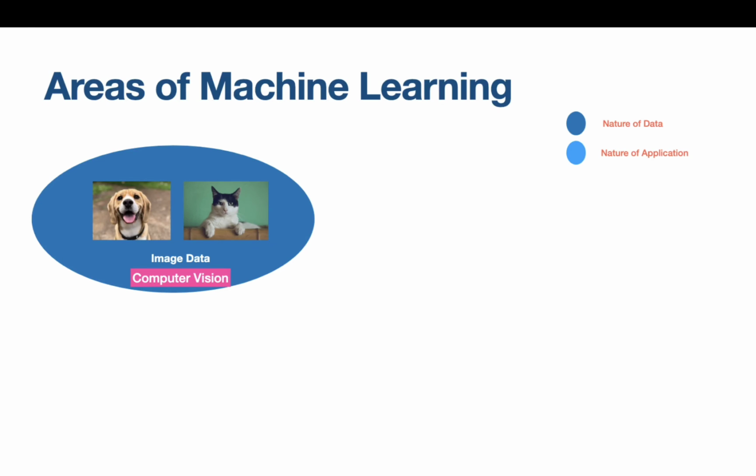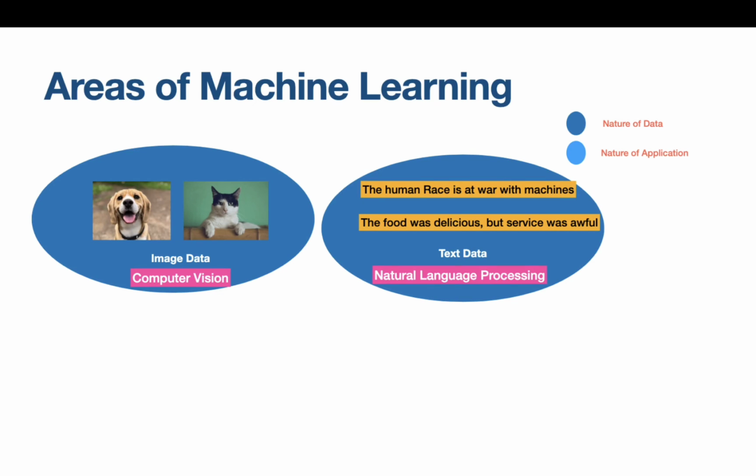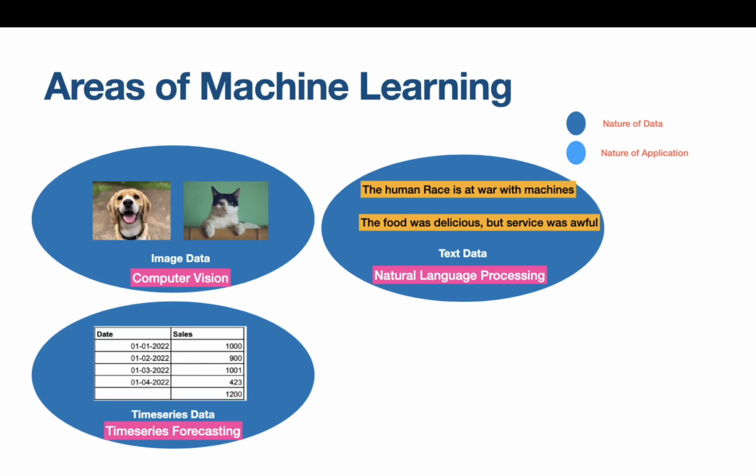Now let us look at the various fields of machine learning. Here, the first categorization is by nature of data. If we have image data, then the corresponding field is known as computer vision. If we have text data, then the corresponding field is known as natural language processing. If we have time series data, that is the data which is collected at specific date and time, then the corresponding prediction problem is known as time series forecasting.